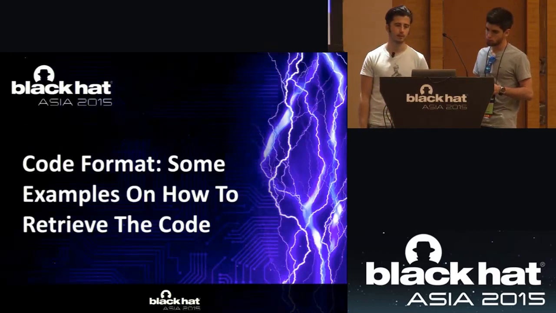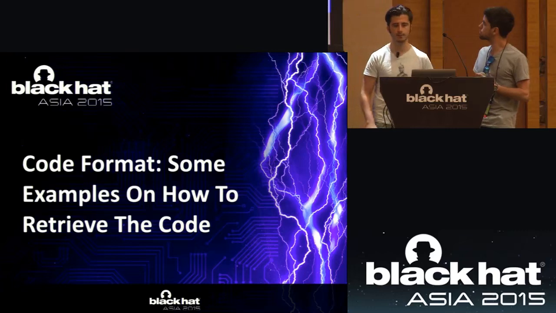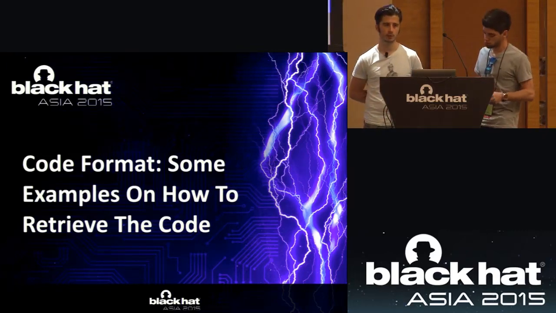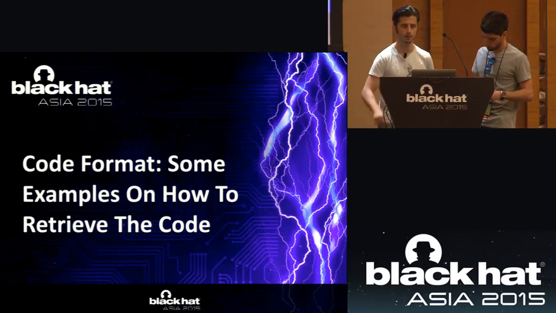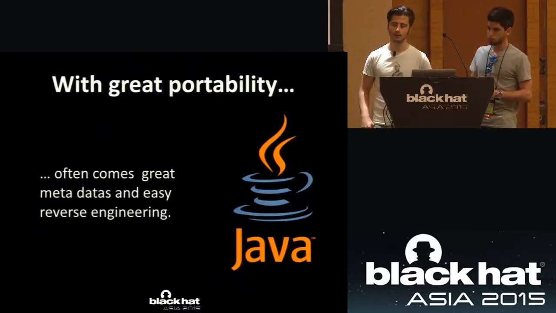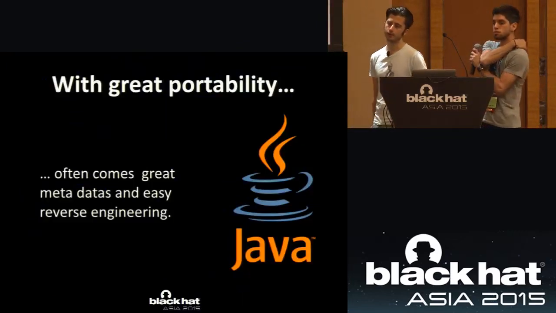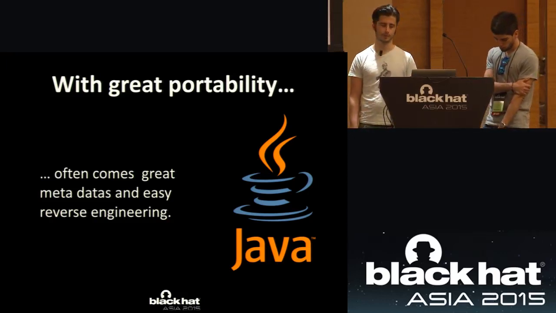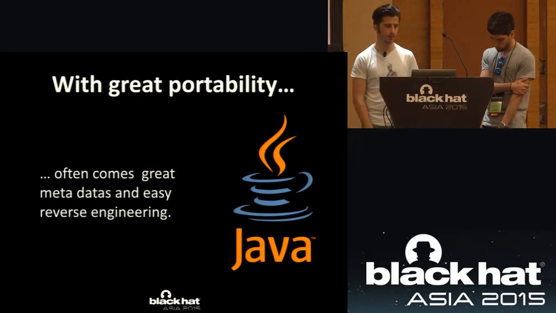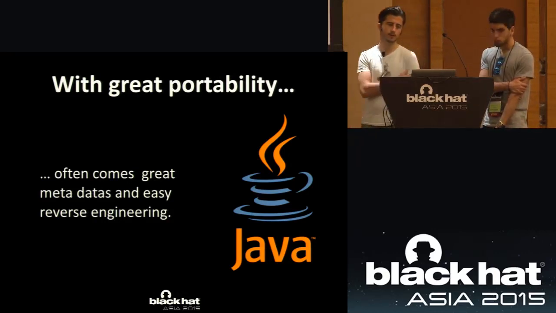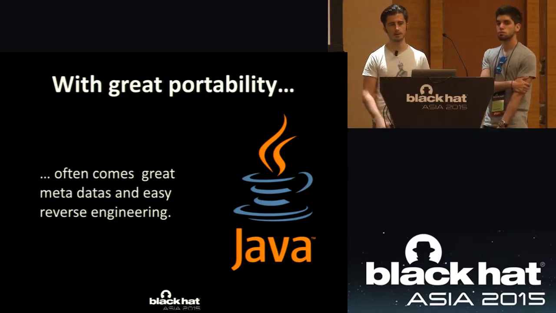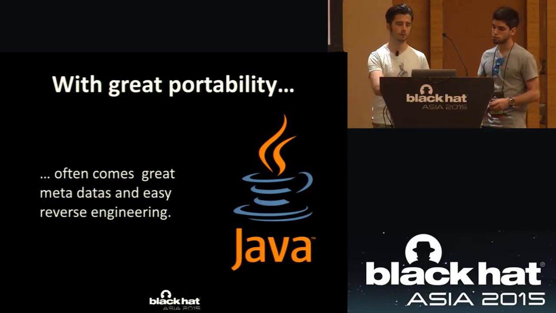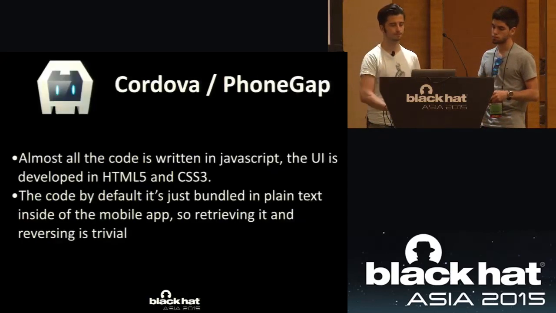So let's start with our first practical part of the talk. We will analyze the format in which this framework stores the code, how to retrieve it, and how to reverse engineer the code. As we said before, if you want great portability, you have to sacrifice something else. In order to achieve portability like the Java platform, you have to embed a lot of metadata, and this implies an easier reverse engineering process because of the amount of information inside.